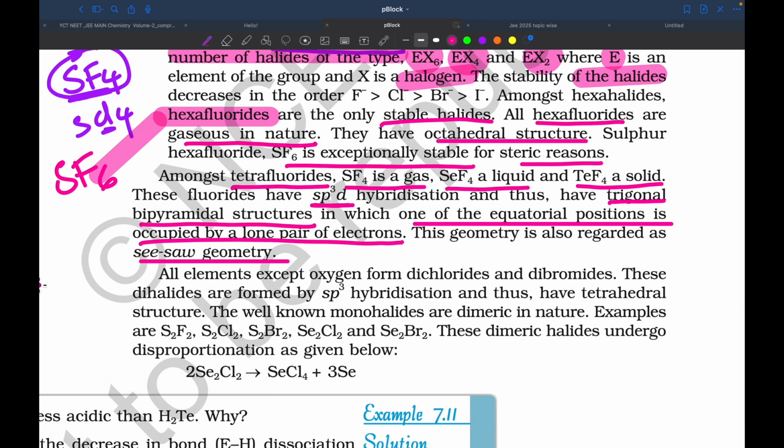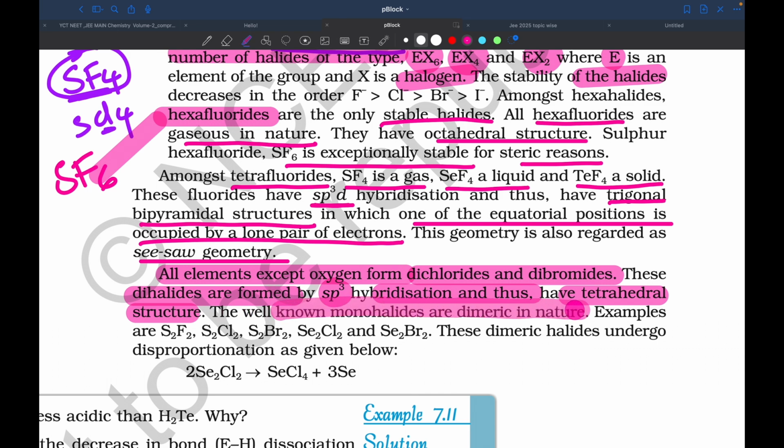All elements except oxygen form dichlorides and dibromides. These dihalides are in sp3 hybridized state and thus have tetrahedral structure, and the well-known monohalides are in dimerized state. So all these are the monohalides: S2F2, S2Cl2, S2Br2, Se2Cl2, Se2Br2. These dimeric halides undergo disproportionation as given.